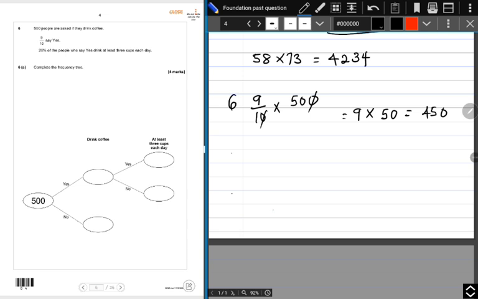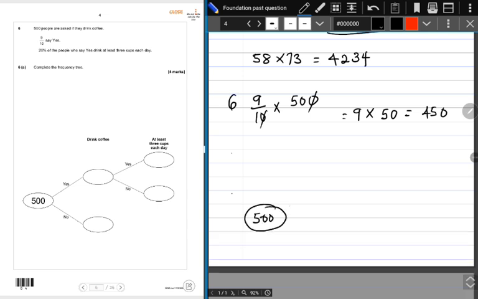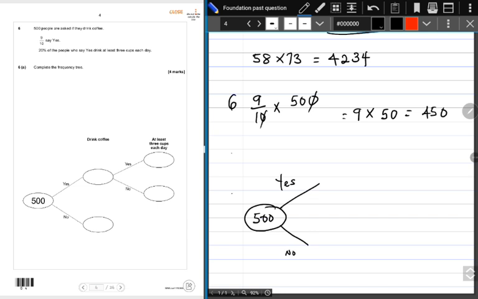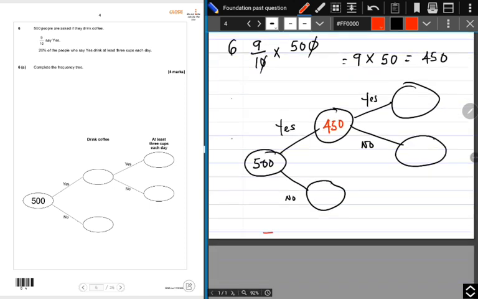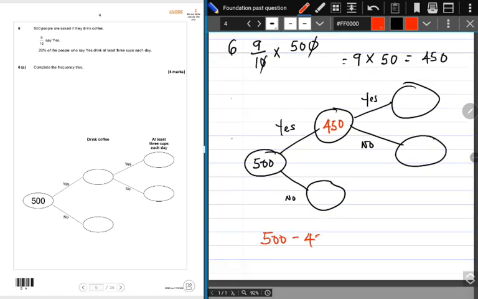So for the diagram, we have 500 here. People that said yes, no. So we then fill the diagram. Yes, no. So people that say they drink coffee is 450, and people that do not drink, that will be what? 500 minus 450, which is going to give us 50. So we'll be having 50 here.